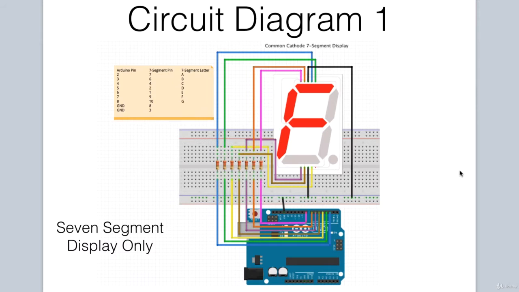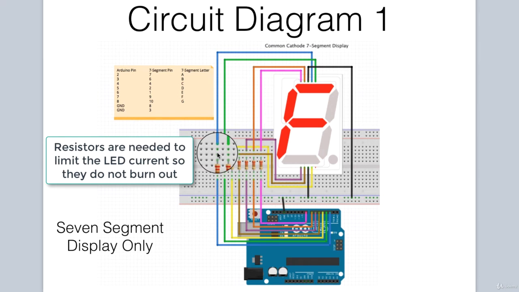Let's take a look at our circuit diagram. For the first circuit, we are simply connecting the 7-segment display only. There's a lot of wiring with this particular circuit. So first, let's start at the extreme left. We would connect our 220 ohm resistors in the circuit.